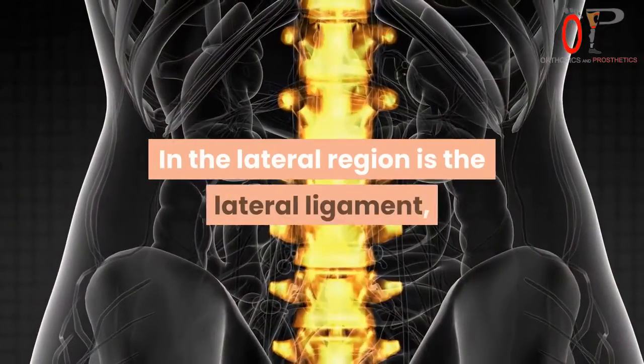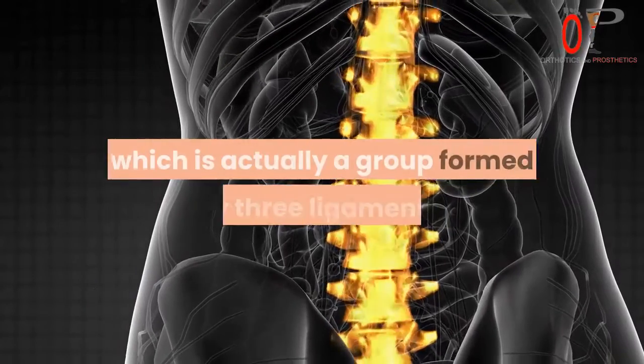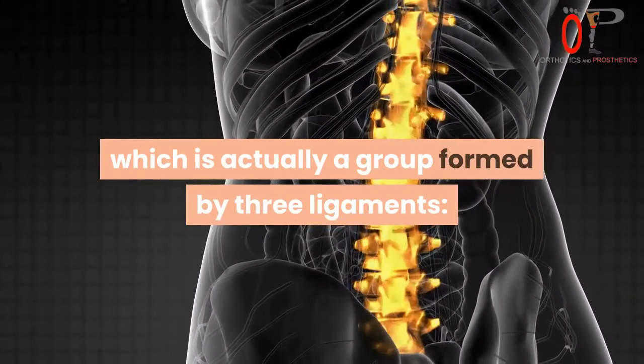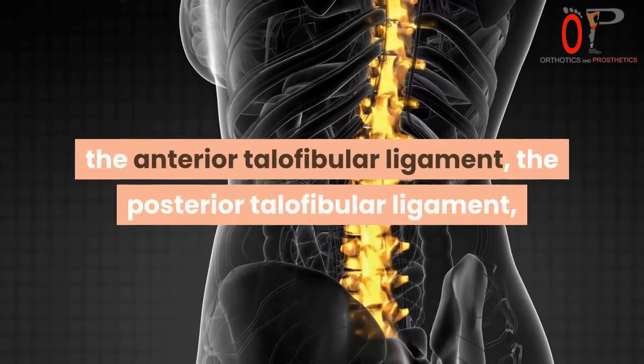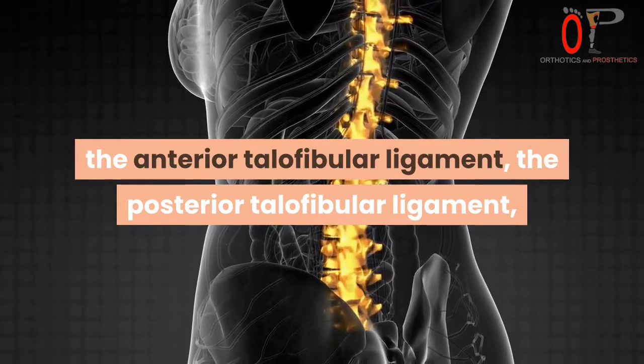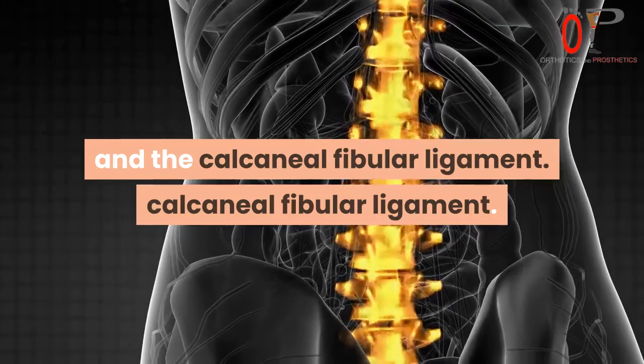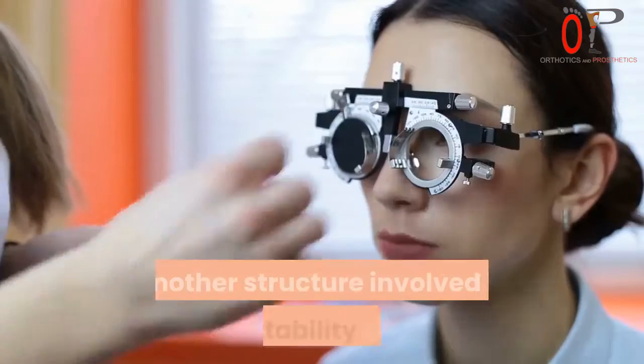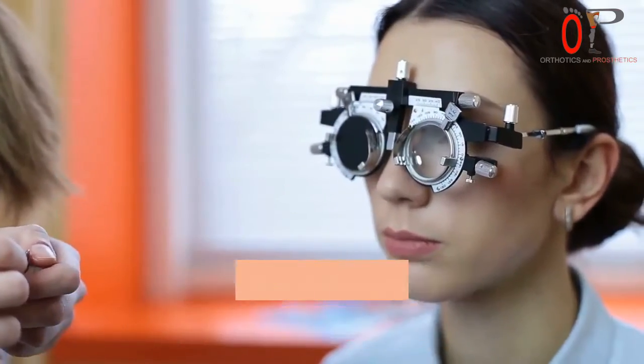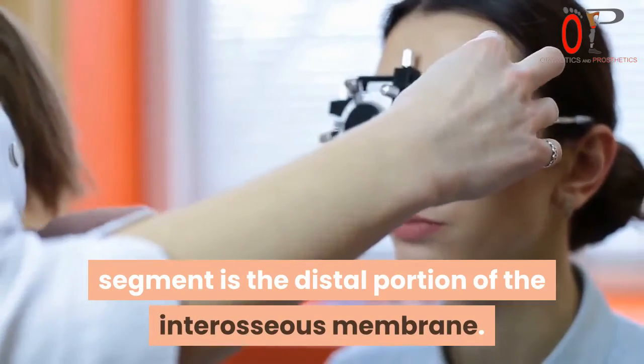In the lateral region is the lateral ligament, which is actually a group formed by three ligaments: the anterior talofibular ligament, the posterior talofibular ligament, and the calcaneofibular ligament. Another structure involved in the stability of this segment is the distal portion of the interosseous membrane.